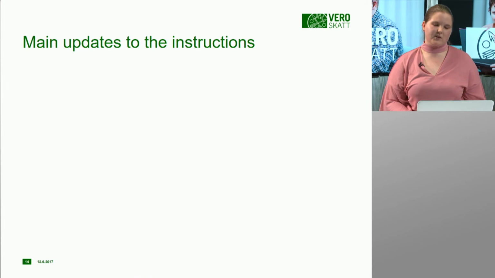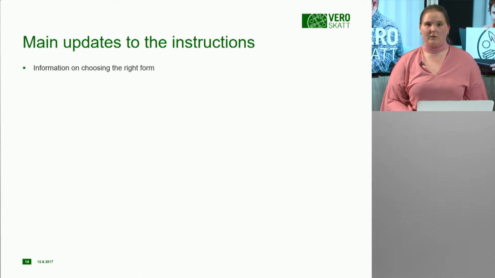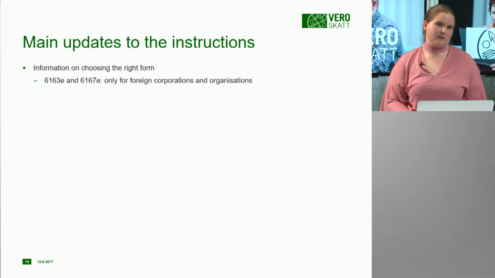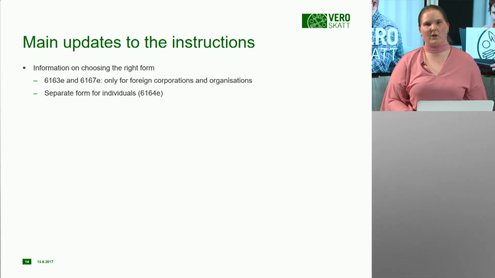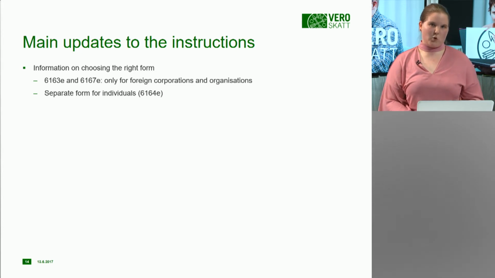Now, as for the main updates to the instructions, I already told you a little bit about the motivation. But we also wanted to make sure that the right people were using the form. So we've added a little bit of instructions on choosing the right form, basically. Now, 6163E and 6167E are only for foreign corporations and organizations. Individuals have their own application form. Now, 6167E is also used for individuals because it is the enclosure form. But please remember to separate individual clients from corporate clients.